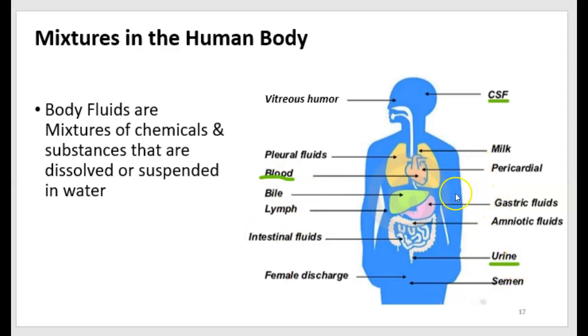But again, as I mentioned before, there's fluid surrounding the lungs, there's fluids surrounding the heart, and there's fluids inside digestive glands like gastric fluid in the stomach, lymphatic fluid in the lymphatic system. So there's even bile, which is produced by the liver. So there's a lot of different mixtures and body fluids in the human body.